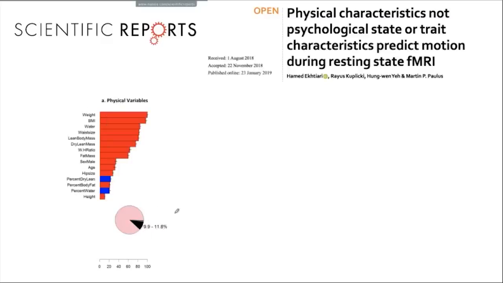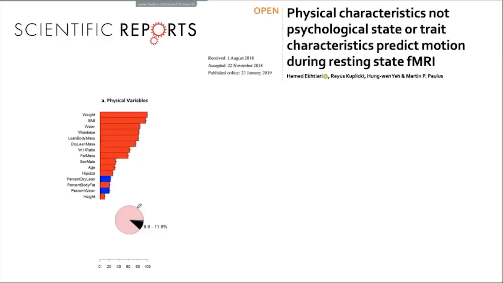in the head motion data inside the scanner. By physical variables, I mean weight, BMI, the different body composition measures, let's say fat mass in the body, all things related to physical features. So these physical features were explaining something like 10% of the variance inside the database.